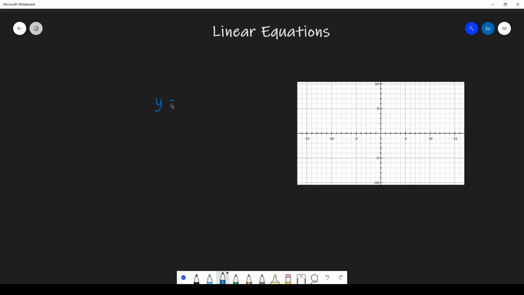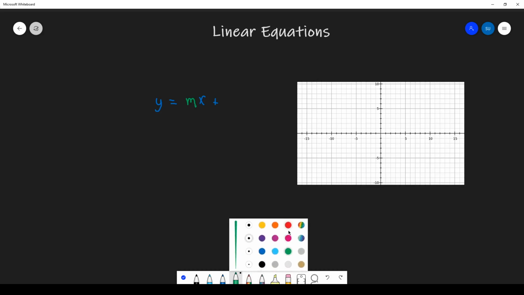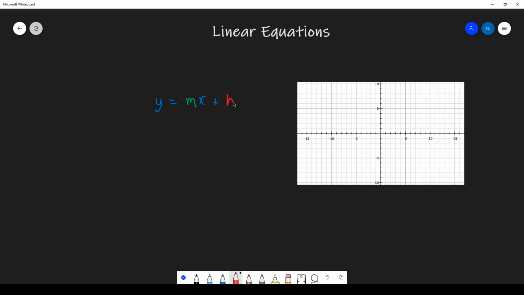So the form is going to be y equals mx plus b, and I'm going to explain what each of these variables are. So actually, let me do b in a different color. I'll do it in red. Okay, so in this equation, y is going to be simply put the y coordinate. M is going to be the slope.